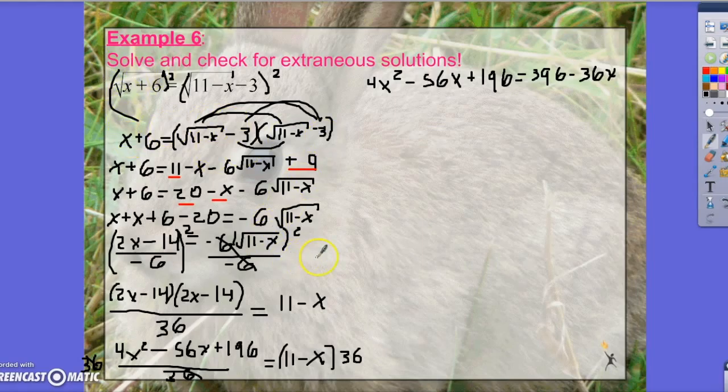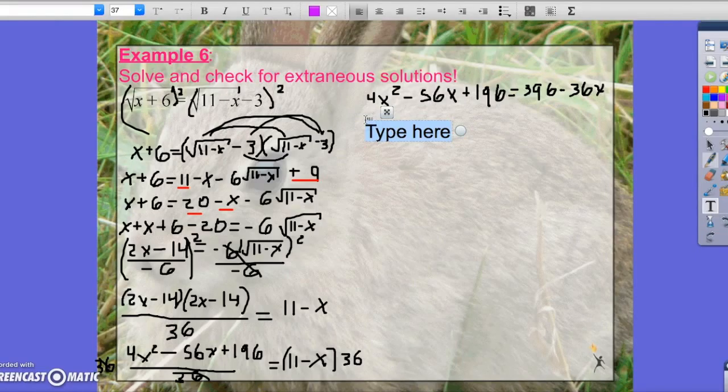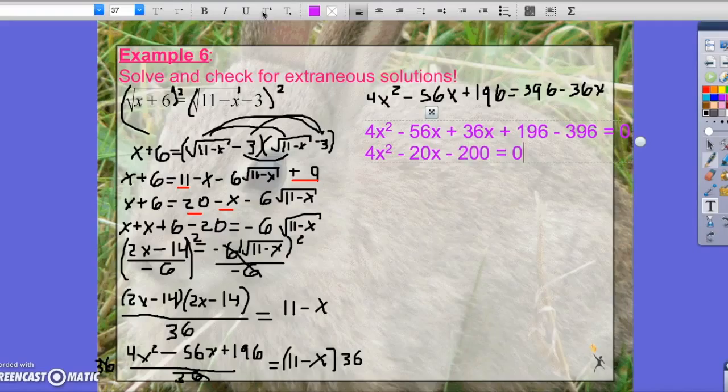Now this is really complicated because in the first step we got rid of the first root. Then we had to keep on solving algebraically and square again to get rid of the other root. I actually think it might be easier if I type this. So let's see, 4x squared minus 56x plus 36x, because the 36 came over as a positive, plus 196 minus 396 equals 0. Let's simplify here. 4x squared minus 20x minus 200 equals 0.